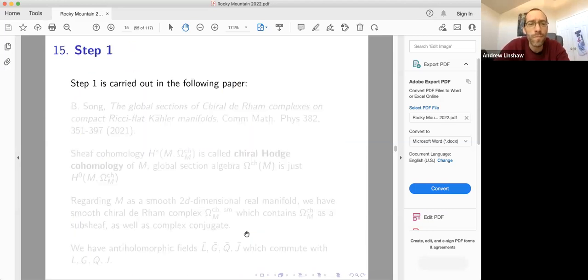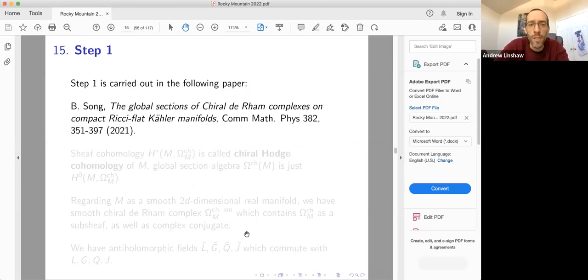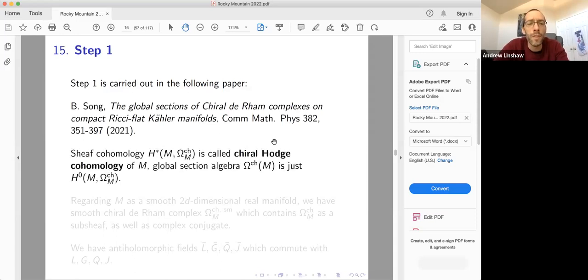Okay. So step 1 is carried out in a previous paper of Bailin that appeared recently in Communications in Mathematical Physics. And so the sheaf cohomology of M with coefficients in the chiral de Rham complex is called the chiral Hodge cohomology, and the global section algebra is just H0.